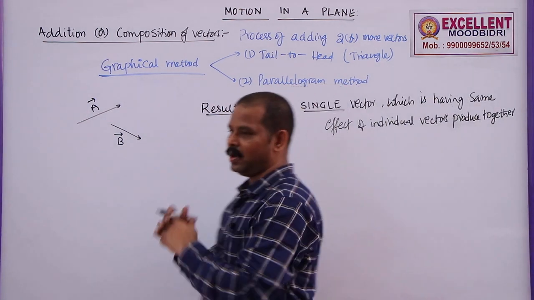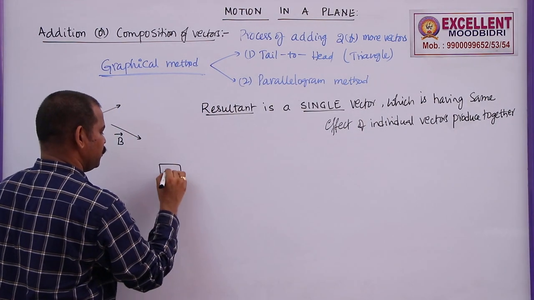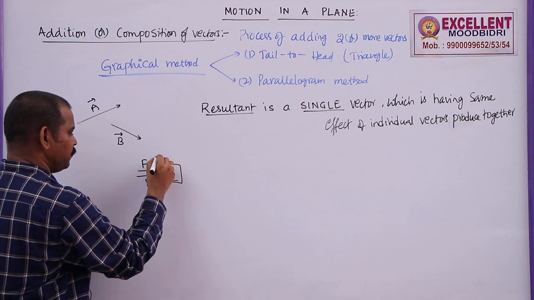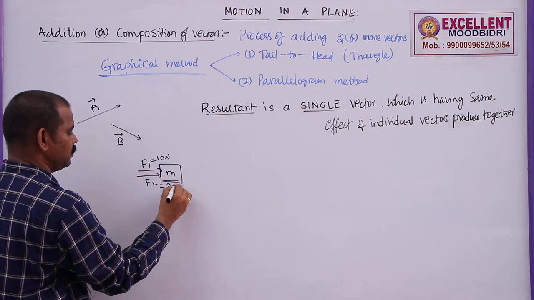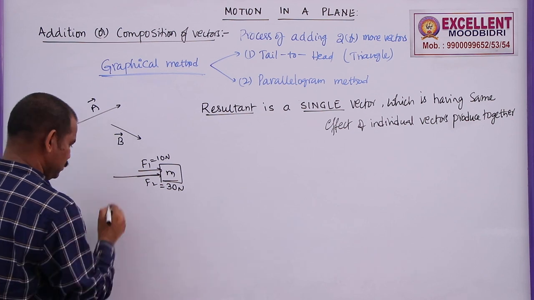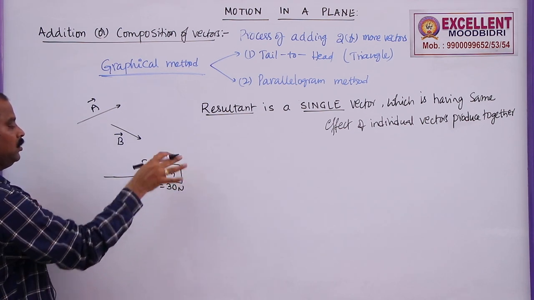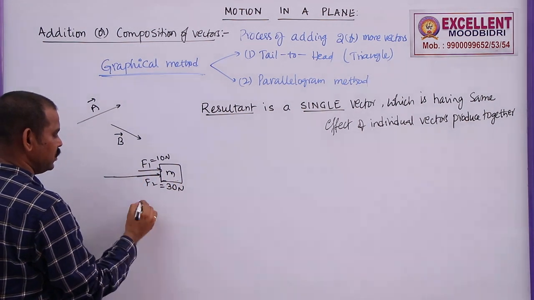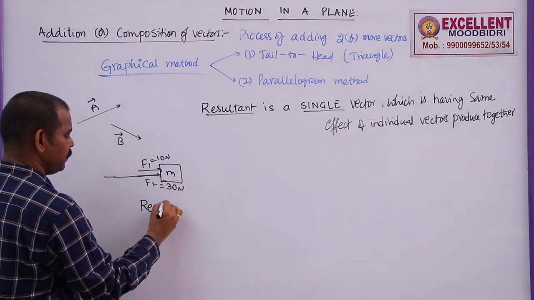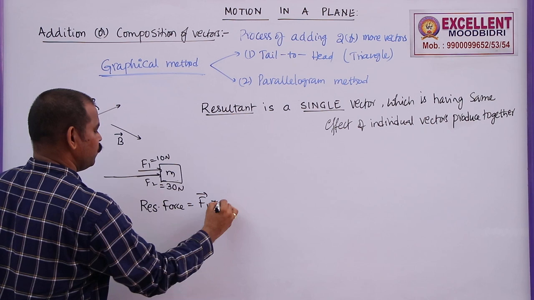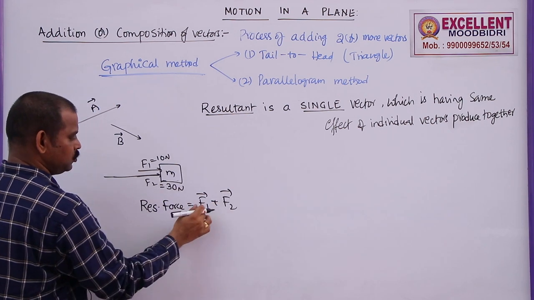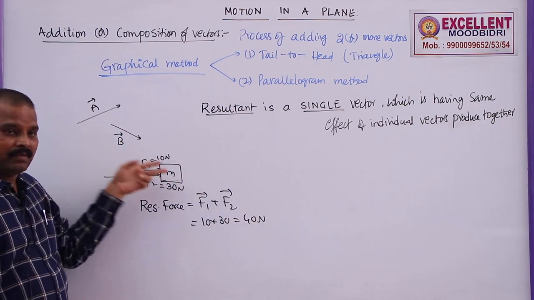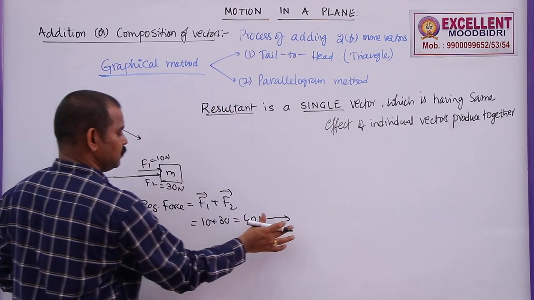That means, for example, if I take a body of mass m, and two forces are acting, F1 and F2. Let us say F1 is equal to 10 newtons, F2 is equal to 30 newtons here. What is the total force, or the resultant force, acting on this one? It is very easy, since both are acting in the same direction. The resultant force is given by F1 bar plus F2 bar. I am adding these two vectors and the resultant will be 10 plus 30, which is equal to 40 newtons. As both are acting in the same direction, the direction of the resultant is also the same.